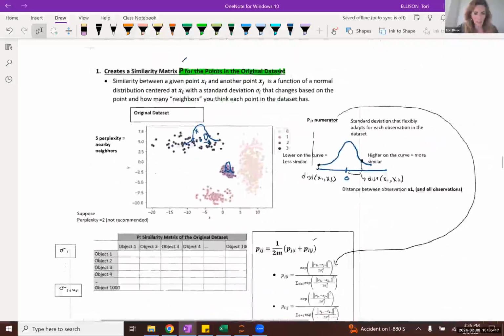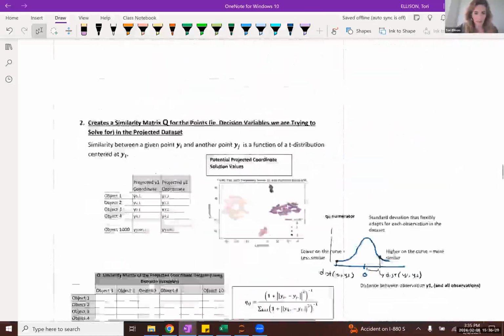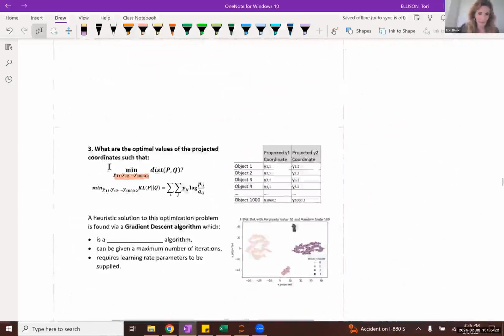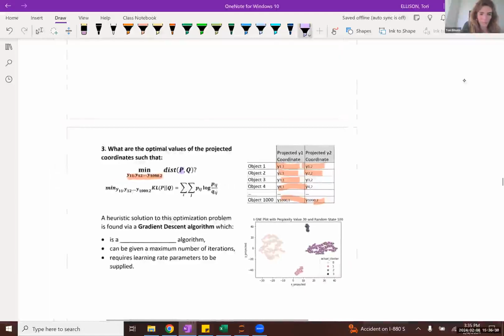So basically, like we said, we're setting up this optimization problem that seeks to find the optimal two-dimensional TSNE coordinates in the plot that we're looking for that minimizes the distance between two similarity matrices. So P is our specially designed similarity matrix between all points in the original data set, and Q is our specially designed similarity matrix between all points in the two-dimensional projected coordinates.